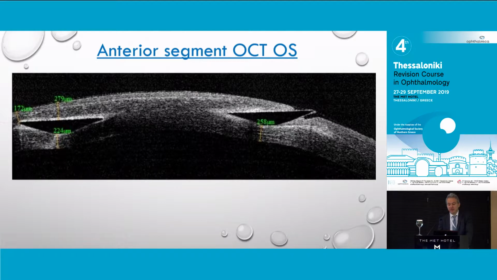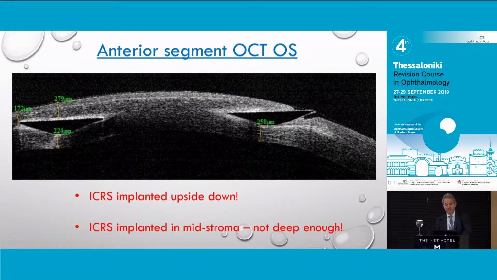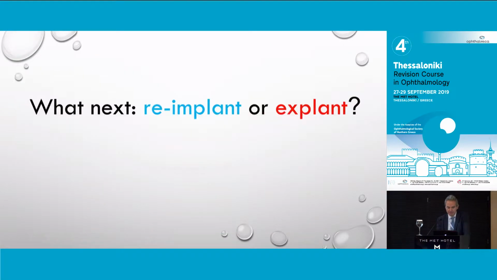Anterior segment OCT showed two things. First of all, the ring was implanted upside down. So this is down and this is up. Second thing, the ring was implanted relatively superficially. According to the nomograms that we use, rings have to be implanted at 80% depth of the implantation site. As you can see here, the ring was superficially implanted, and the combination of the superficial implantation and the eye rubbing of the patient caused the problem that you see.